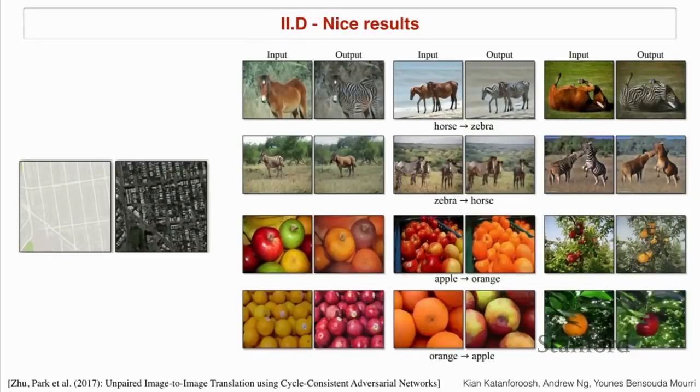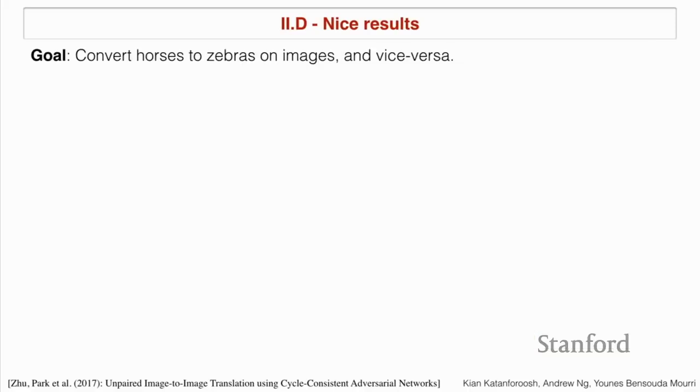There are many other results that are fun, converting zebras to horses and horses to zebras, and apples to oranges and oranges to apples. So let's do a case study together. Let's say our goal is to convert horses to zebras on images and vice versa.